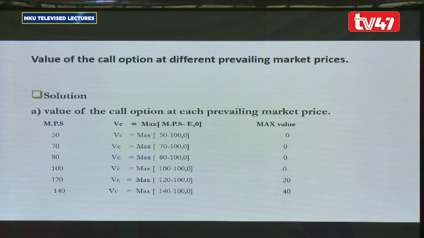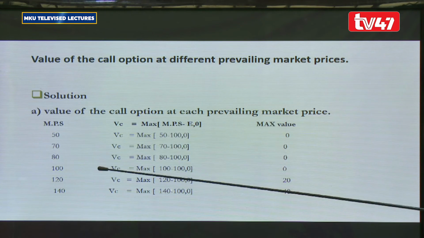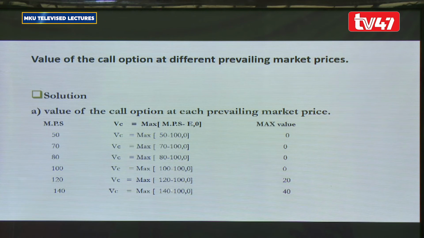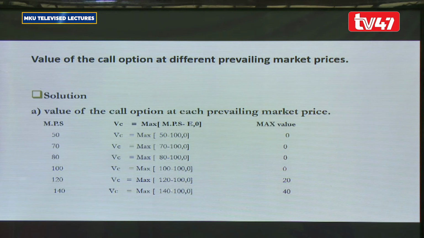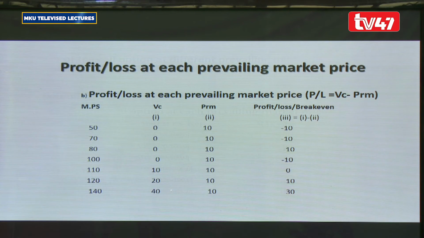The best thing to note is that from 50 to 100, the right holder, who is the buyer now, is not making. The value is 0. But the moment the price goes to 120, the market value is going up. What about profit? Having worked for the value of a call option, we can use it to determine the profit or loss which is being made by the right holder using those hypothetical market prices.